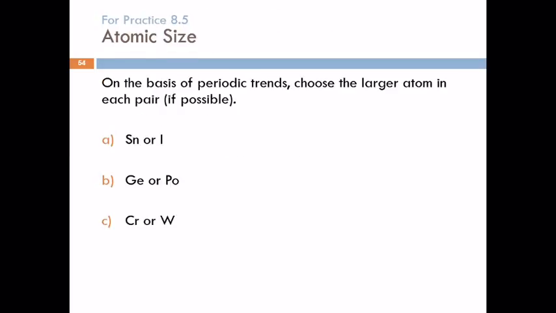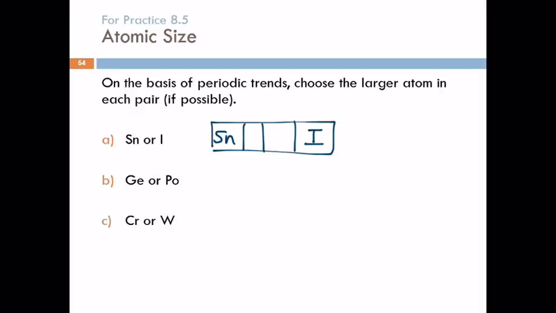So we should be able to answer questions like this. On the basis of periodic trends, choose the larger atom in each pair, if possible. Well, tin or iodine. We need to look at their positions in the periodic table. So I'm going to just draw a little section of periodic table for you. Tin would be here, and iodine would be over here.